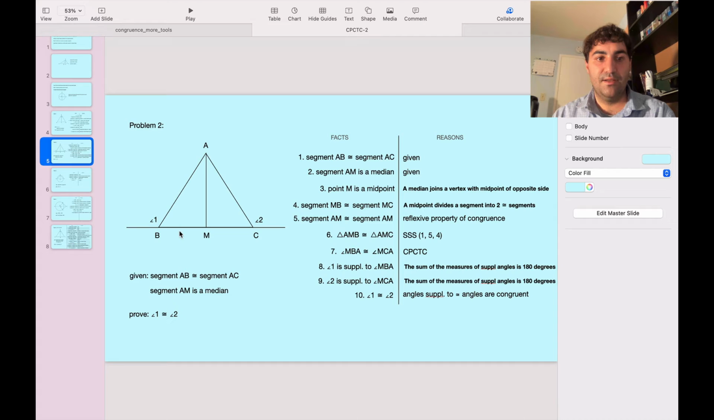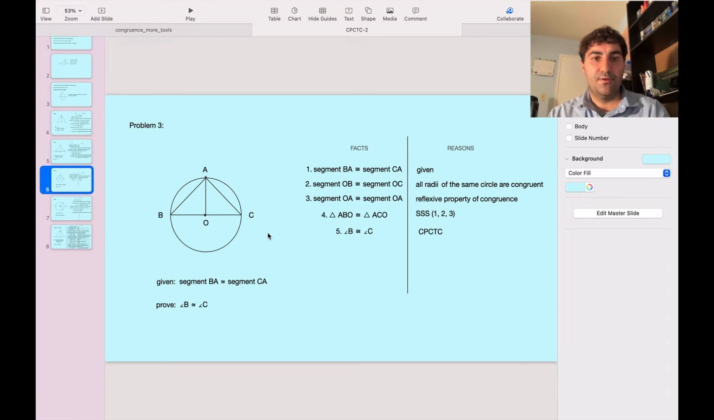So I know this is a straight line, so angle 1 is going to be supplementary to angle MBA, and in the same way, angle 2 is going to be supplementary to angle MCA. So since angle 1 and 2 are supplementary to congruent angles, we know that angles that are supplementary to congruent angles are also congruent. So angle 1 is congruent to angle 2.